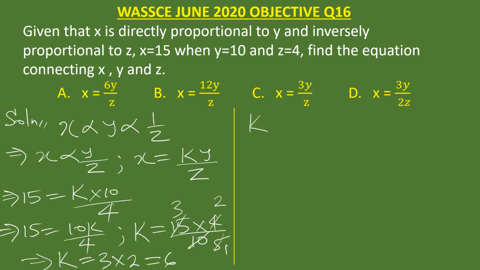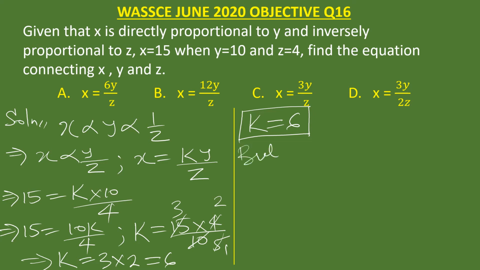So we know that k is equal to what? 6. Now we have gotten the value of k. So let's proceed to the next part of the question. It says find the equation connecting x, y, and z. Since we know the value of k, all we need to do is insert the value of k into the equation.